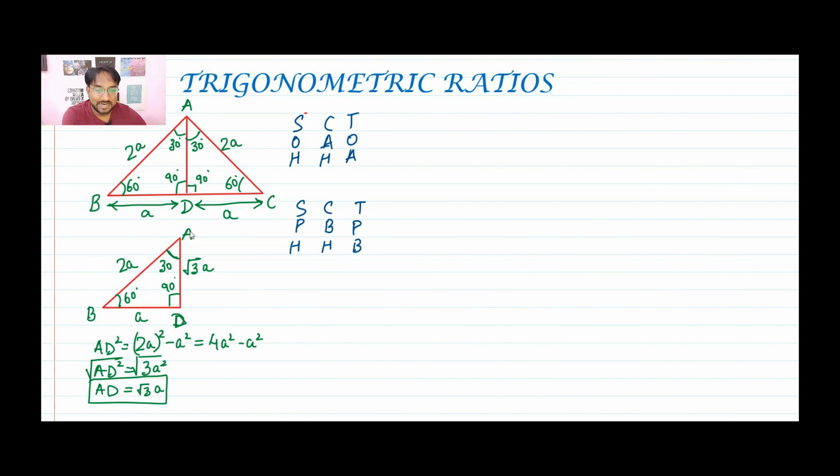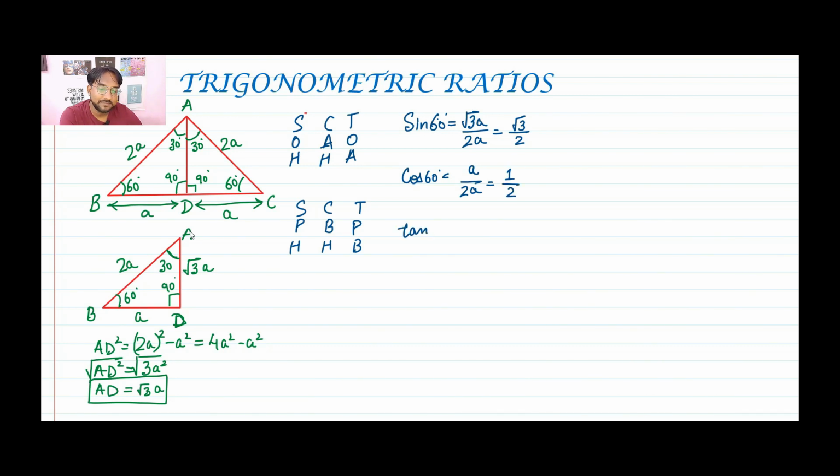Okay, so let's start by writing the values for sine 60 degrees. Opposite by hypotenuse, and it means square root 3A by 2A. A cancels out, so it will be square root 3 by 2. Now cos 60 degree, adjacent by hypotenuse. We are talking about 60. So adjacent by hypotenuse means A by 2A. A cancels out, so 1 by 2.